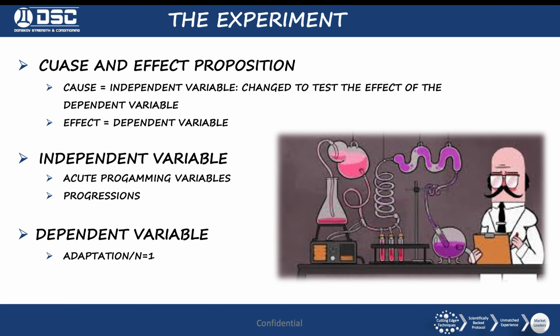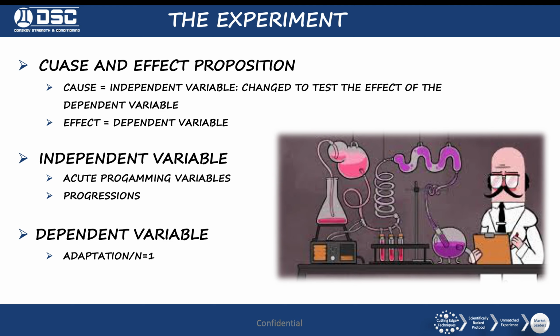If you think of an experiment as a cause and effect proposition, the cause is the independent variable. That is what we intentionally try to change to test the effect of the dependent variable. The effect here is the dependent variable. Okay, so let's explain that a little bit more in lay terms. Okay, independent variable. Again, what are we trying to change as coaches?